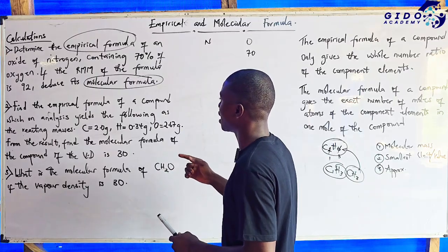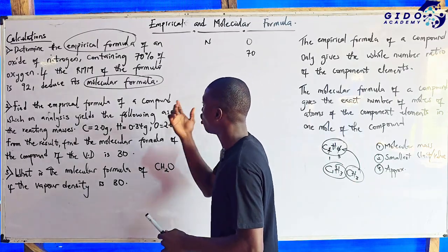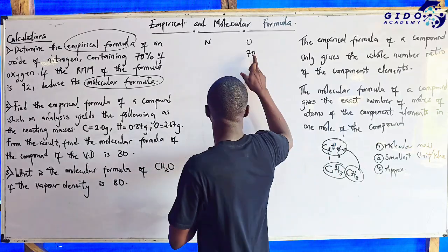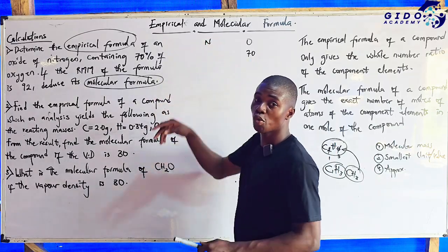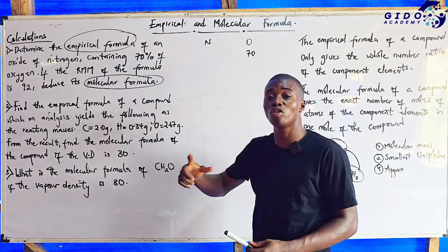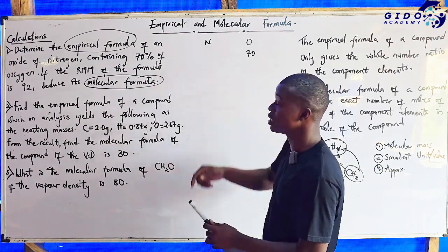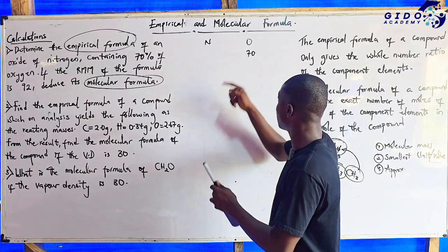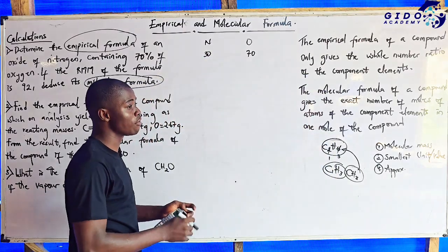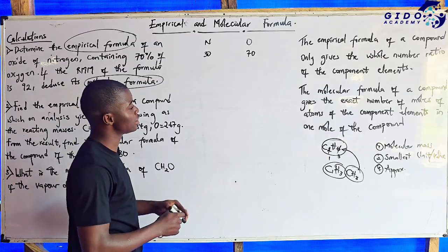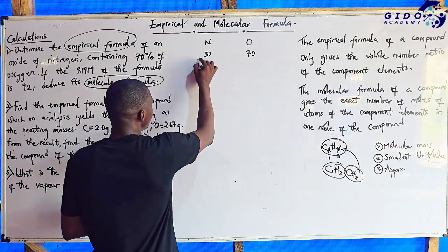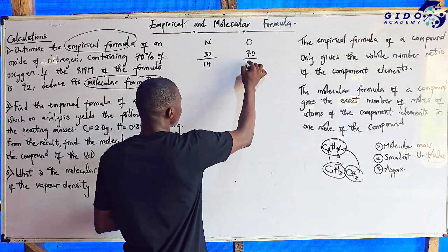If the relative molecular mass of the compound is 92, deduce the molecular formula. We don't know the percentage for nitrogen, but we already know that the elements there are 2, and nitrogen plus oxygen must be equal to 100%. If here is 70%, then 100 minus 70 will give us 30%. So oxygen is 70, while nitrogen is 30. The next thing is the relative atomic mass of the elements. Nitrogen is 14, oxygen is 16.